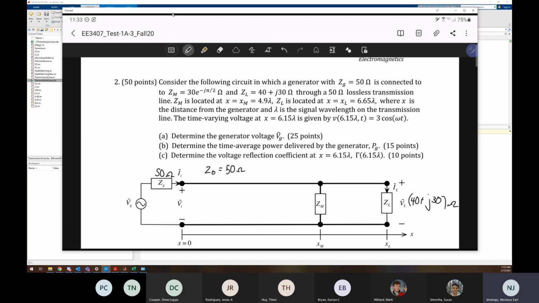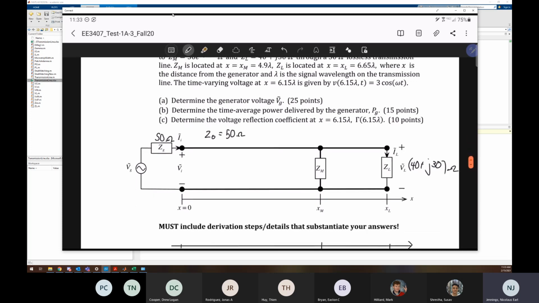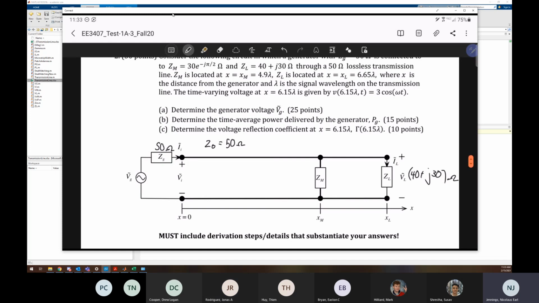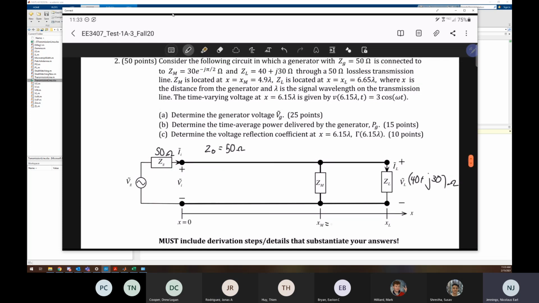With this problem, what we're going to find is first the generator voltage. We're not given that. Then we're going to solve for the power at the generator, and then find the reflection coefficient in the transmission line. In this step, what I like to do first is write down the values of my locations. Let me know if you guys can't see it. So 4.9 lambda, and then 6.65 lambda.